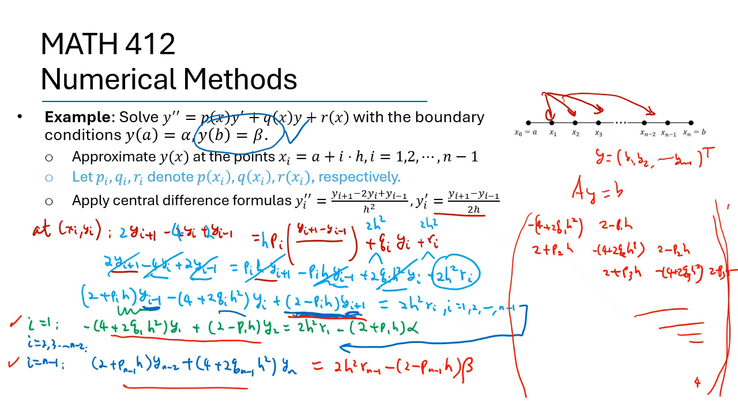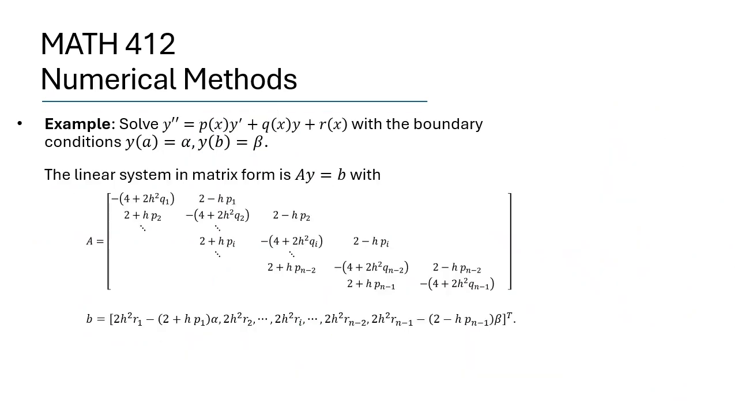And eventually, in the last column, you have negative 4 plus 2 q_{m-1} h squared, and before it is 2 plus p_{m-1} h. Anyway, it's ugly here. I'm sorry, we don't have the space here, but you see it clearly. That's A. And the b, yes, we can tell from all the terms. That's this.